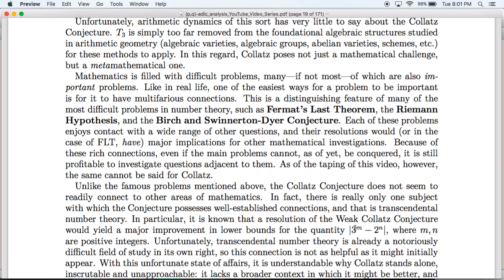Unfortunately, though, this connection to transcendental number theory isn't really helpful because transcendental number theory is extraordinarily difficult as a subject in its own right, because unlike arithmetic geometry and everything involving polynomials, where we can use the techniques of algebra, in transcendental number theory we're studying transcendental functions, exponentiation, logarithms.